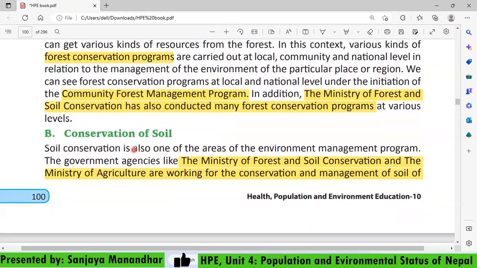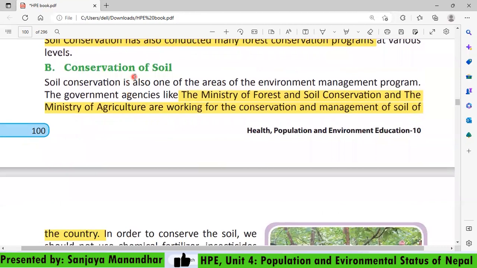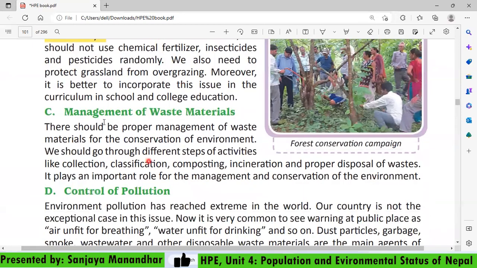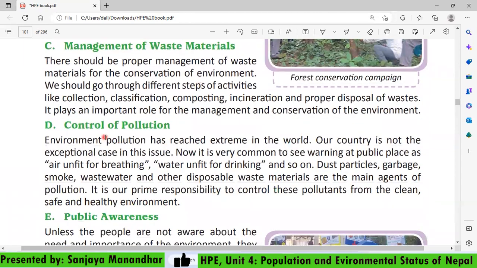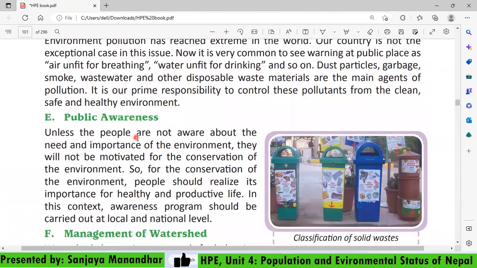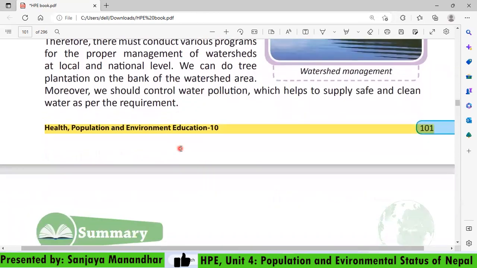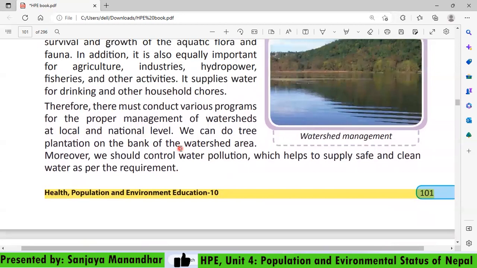Okay. Similarly, how to conserve the soil? You give the idea yourself. Similarly, we can manage the solid waste. How can we manage solid waste? I told you. Similarly, we can control pollution and we can generate awareness program. We can manage the watershed. So if you do this, it will be easy.